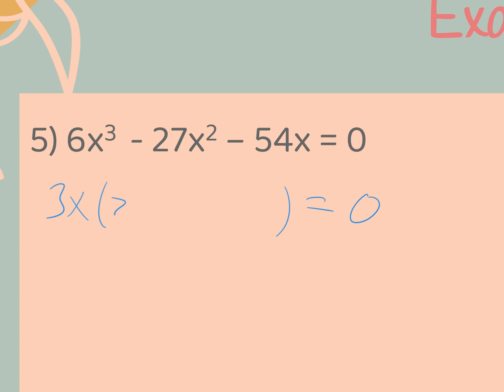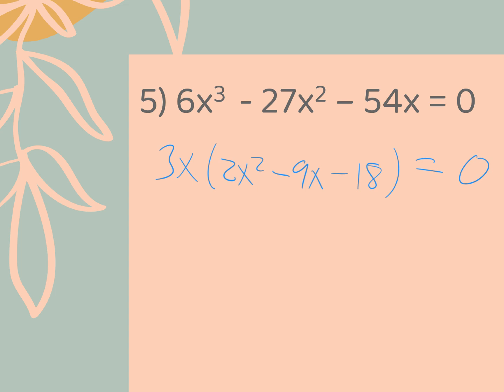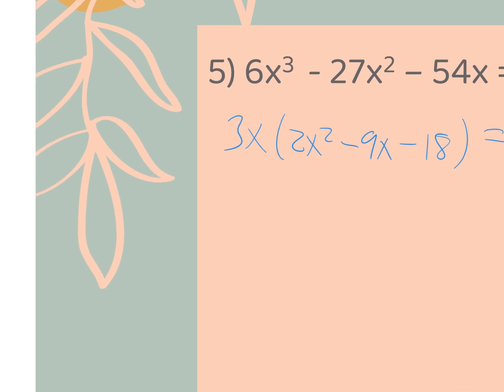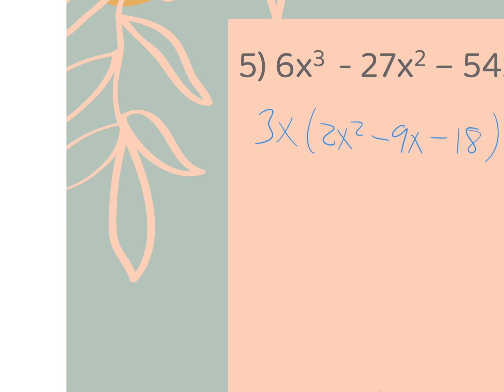Good, we get 2x squared minus 9x, and then minus 18. We take out the 3x. And now we want to see if we can factor the inside. So let's see if we can factor 2x squared minus 9x minus 18.